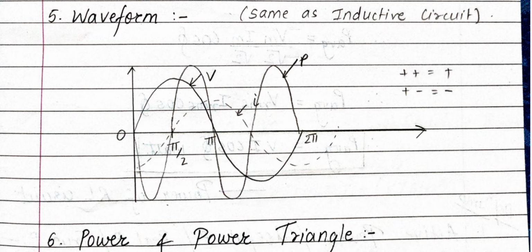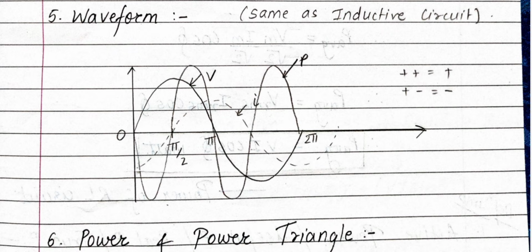Similarly, in the second range, from pi by 2 to pi, the voltage is positive and current is also positive. So your power is positive. And in the third case, current is positive and voltage is negative. So again positive into negative gives us a negative answer, so the power is again negative. Okay, so this is the concept for the waveform.